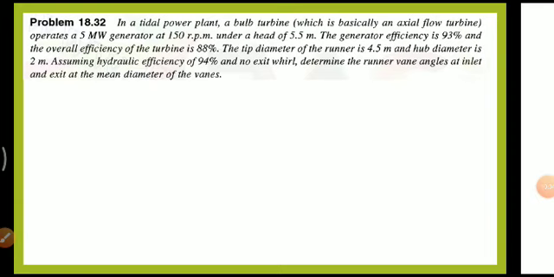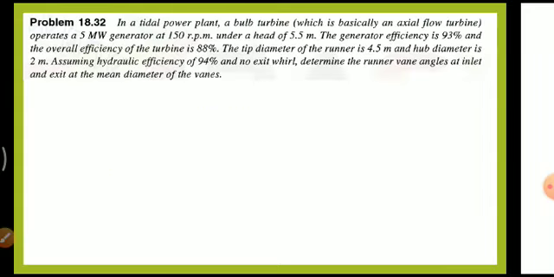Next, the diameter of the runner is 4.5 meter, hub diameter is 2 meter. So D0 and DB are given. Hydraulic efficiency is 94%, that's given. No exit whirl, that means Vw2 is equal to 0 and beta is equal to 90 degrees. Determine the runner vane angle at the inlet and exit at the mean diameter of the vane.